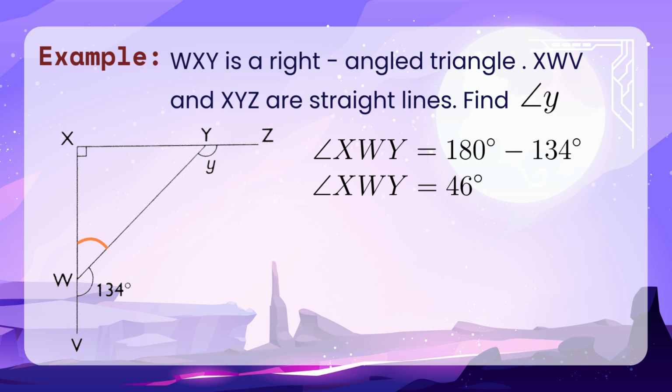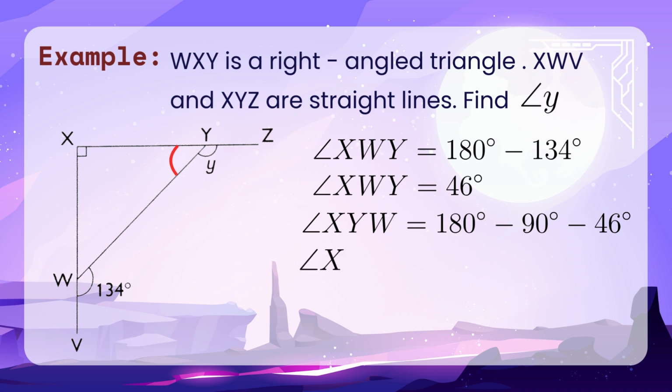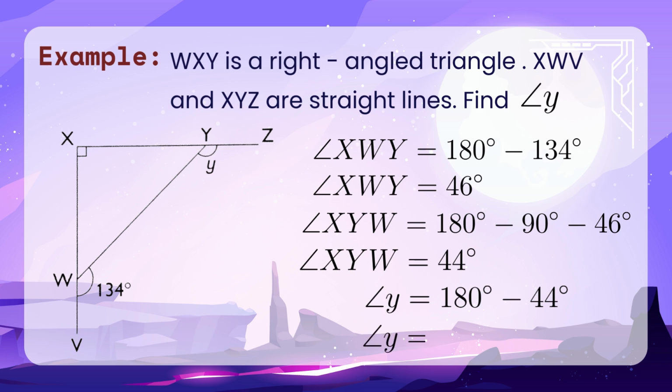Now look at triangle WXY. It's a right-angled triangle, which means the three angles must add up to 180 degrees, and one of them is already 90 degrees. To find angle XYW, we subtract 90 degrees and 46 degrees from 180 degrees. That gives us 44 degrees. Next, we use the fact that XYZ is a straight line. To find angle Y, we subtract 44 degrees from 180 degrees. And the final answer is 136 degrees.